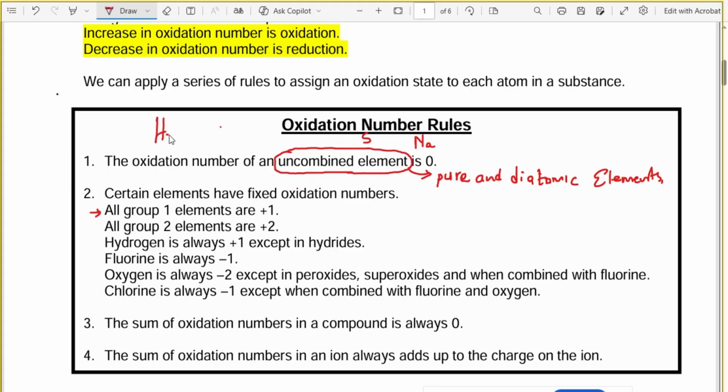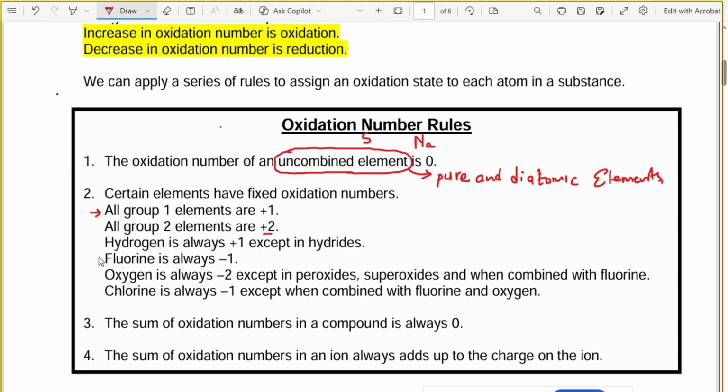If I give you H2 and ask you what the oxidation number of H2 is, it depends on whether H2 is a pure or diatomic element. Don't worry, everything will make sense. You just have to check which group the element you're working with is in. And then all group 2 elements are plus 2. And hydrogen is always plus 1 except in hydrides. You'll see when we do examples.